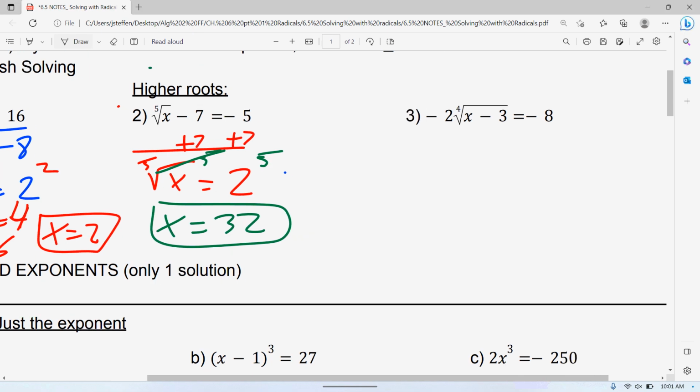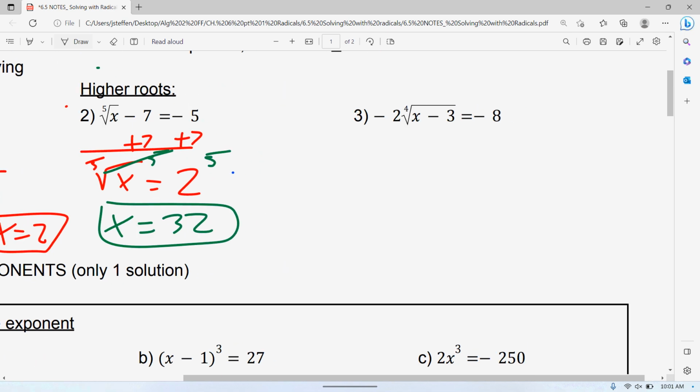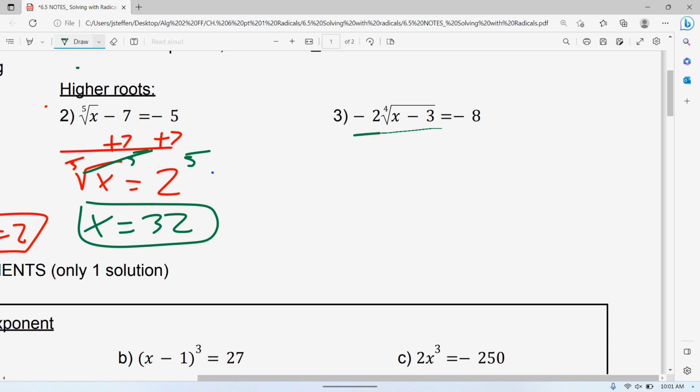So the next one's very similar to the first one we did. Where again, you're not adding 2 to both sides, it's negative 2 multiplied. So to cancel out negative 2 multiplied, we need to divide. So we have the fourth root of x minus 3 is equal to negative 8 divided by negative 2, which is positive 4.